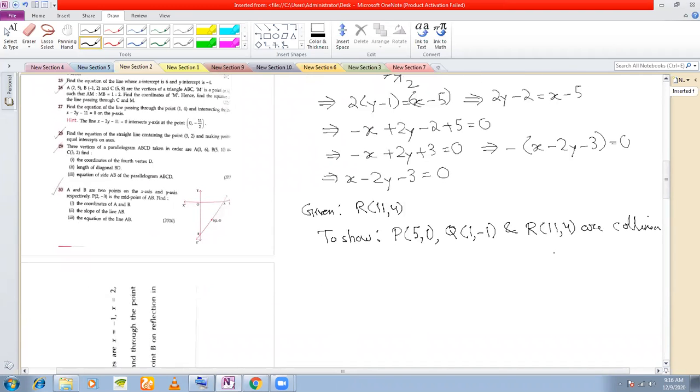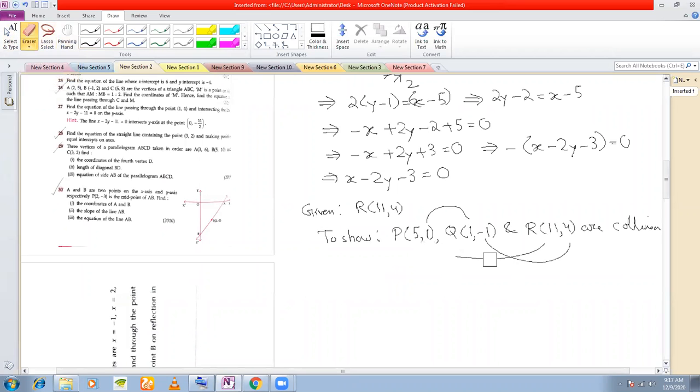You choose any 2 points and find out the equation of the straight line. Suppose I choose the point P and R. You can choose, no problem. Or you can choose Q and R and find out the equation of the straight line with the help of your 2-point formula, the 2-point standard equation of a straight line. You can choose PQ also. You can choose these two also. Any two you choose, and find out the equation of the straight line.